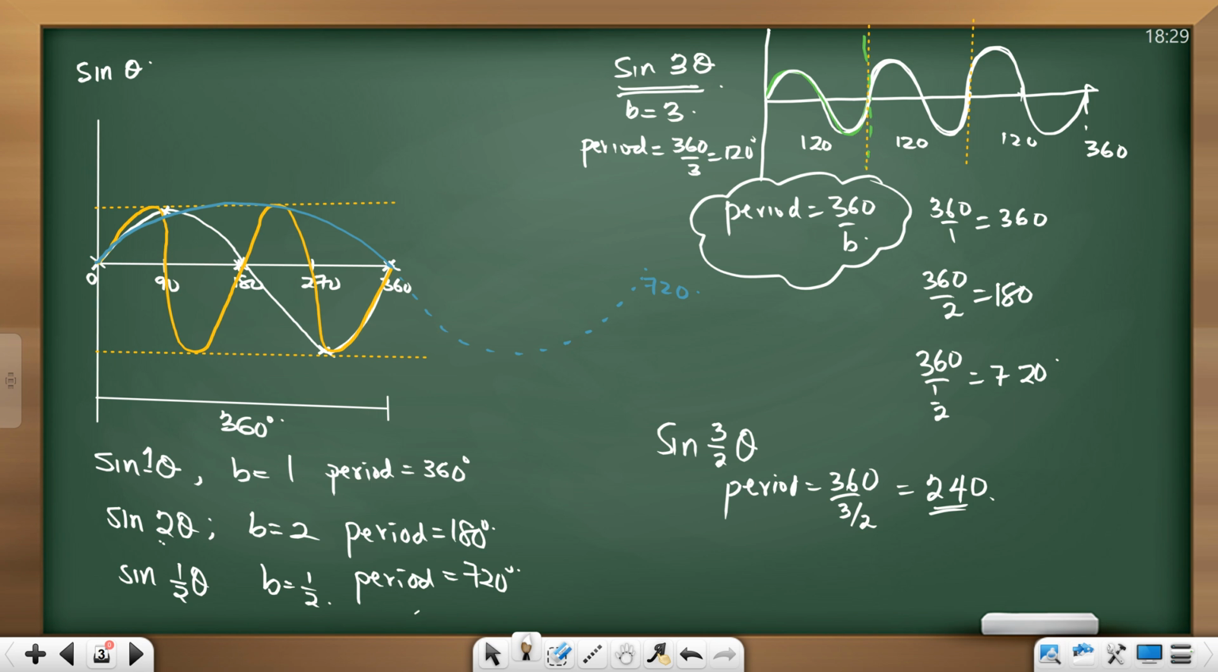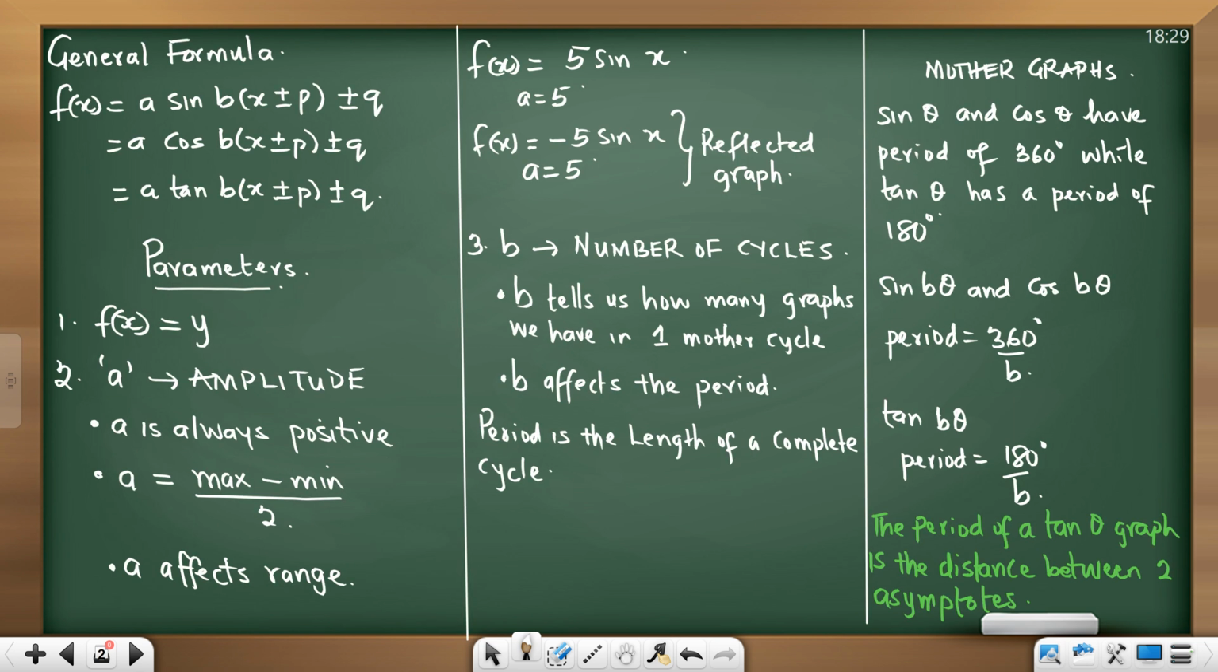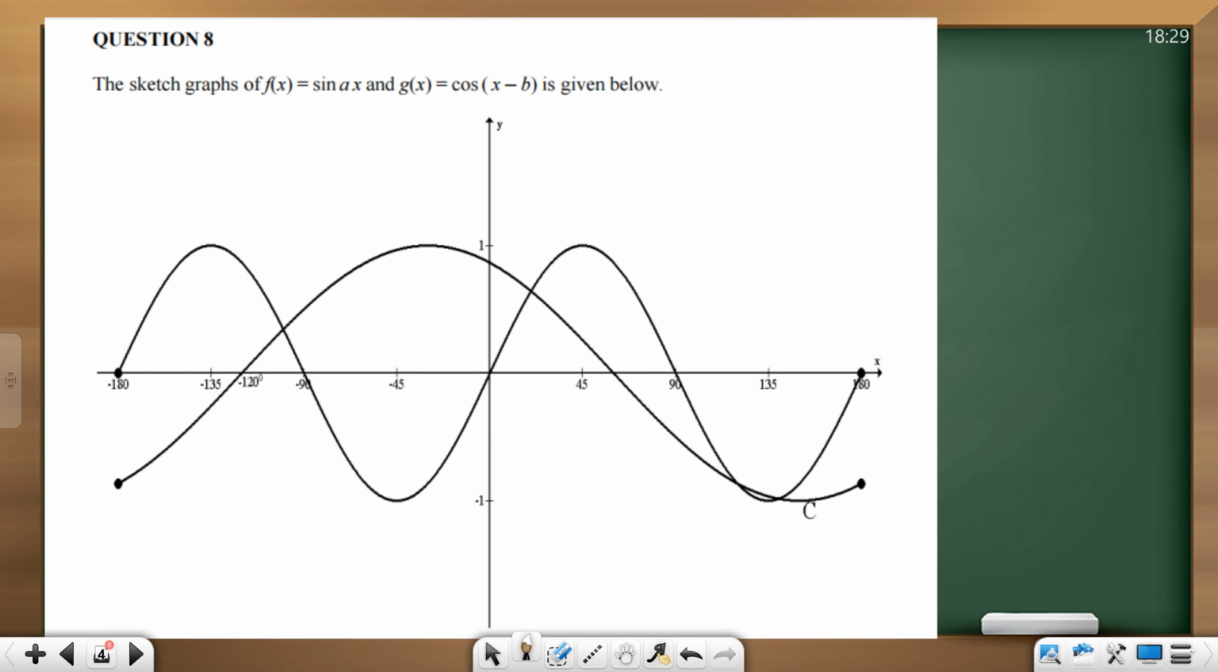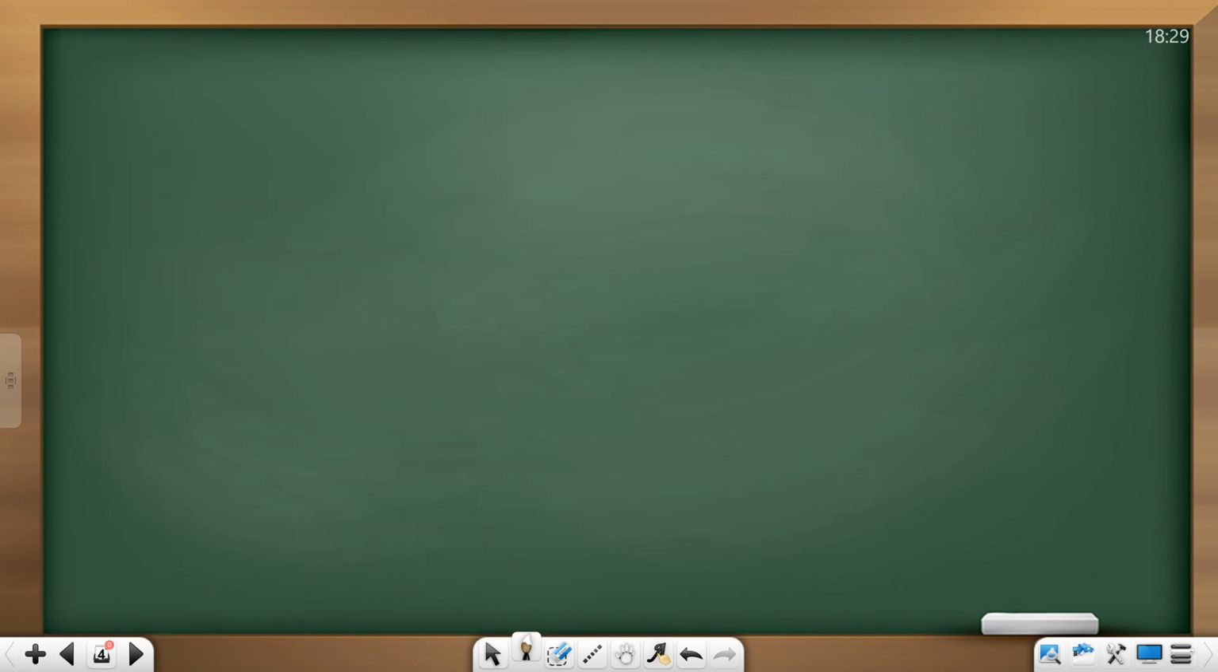Okay. Let's go and look at P now. Remember, we said A sine B, X plus P. X is your domain. We're not going to waste time on that. Let's look at P. What does P tell us? This will be number 4. P: horizontal shift.